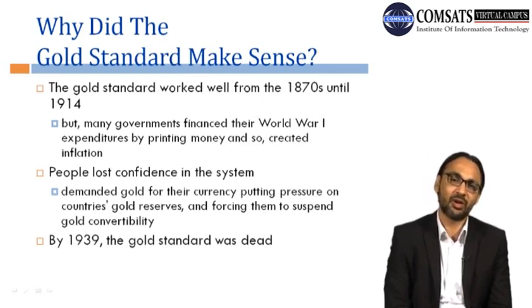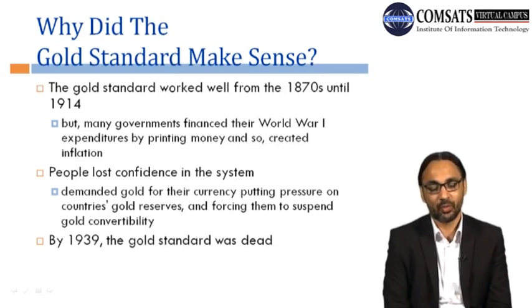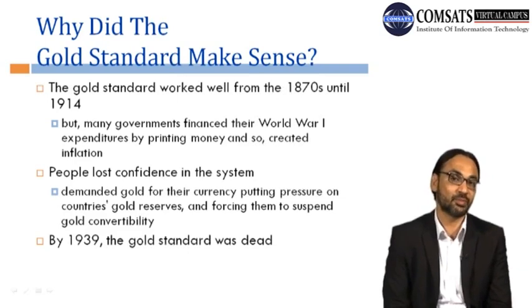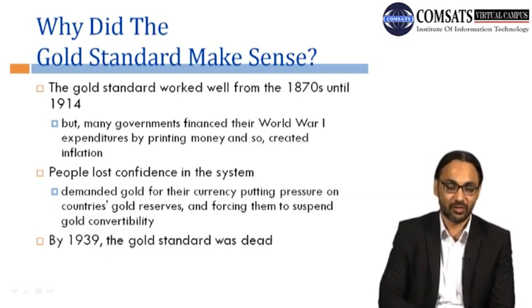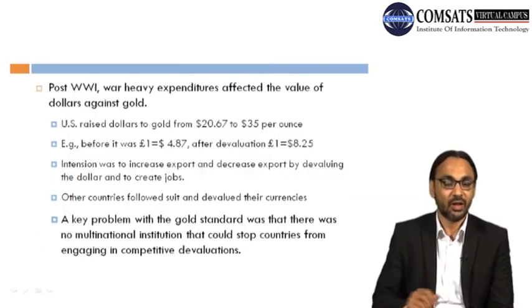The second reason was that because of the war, the uncertainty in the market was high, and because of that uncertainty, the people were demanding gold against the currencies they kept. That's why the governments put a suspension on gold convertibility within their economies, because they didn't have that much gold reserves and couldn't provide everybody the gold for the currencies which are backed by gold. By 1939 the gold standard was dead because of these huge problems.